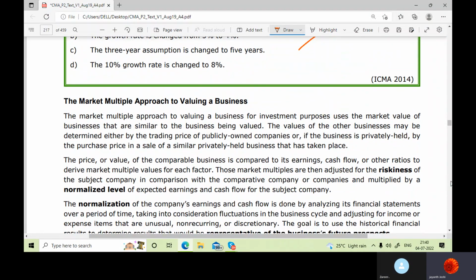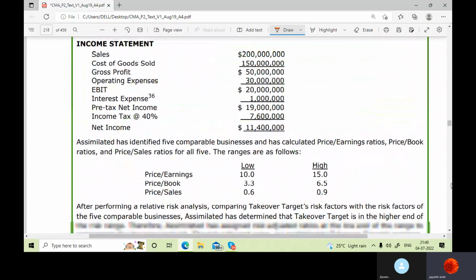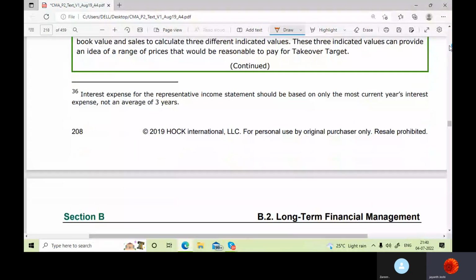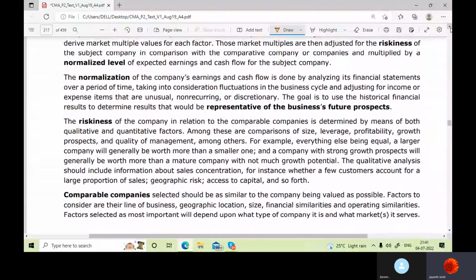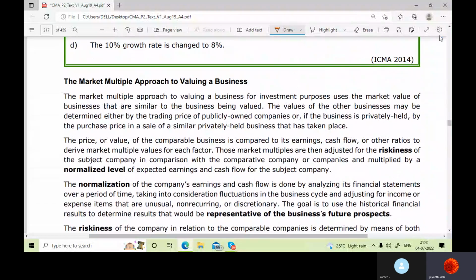Yes. So we will read these points now and go for the next question. Okay, important points. So they are saying the market multiple approach to valuing a business. The market multiple approach to valuing a business for investment purposes uses the market value of businesses that are similar to the business being valued. So I think they are considering market value to value a business.